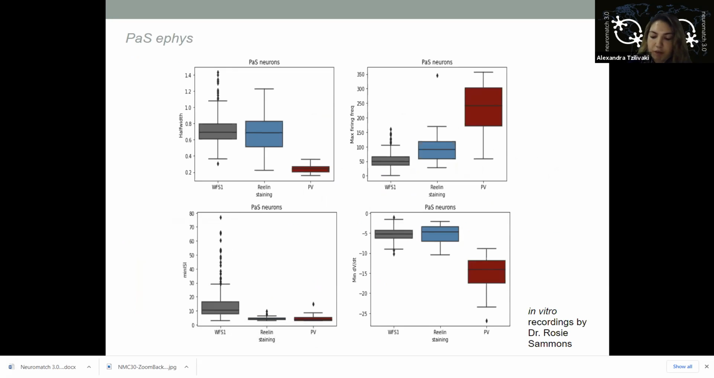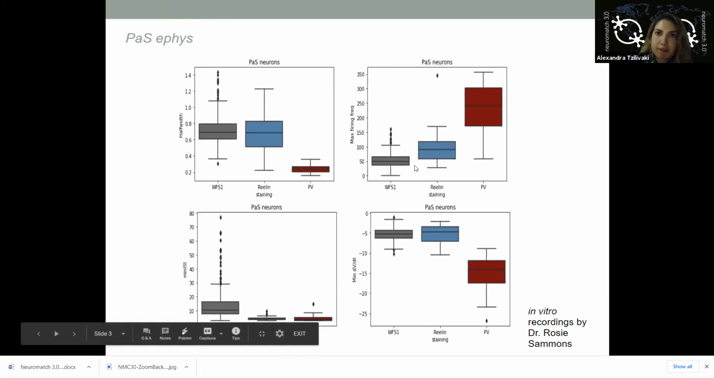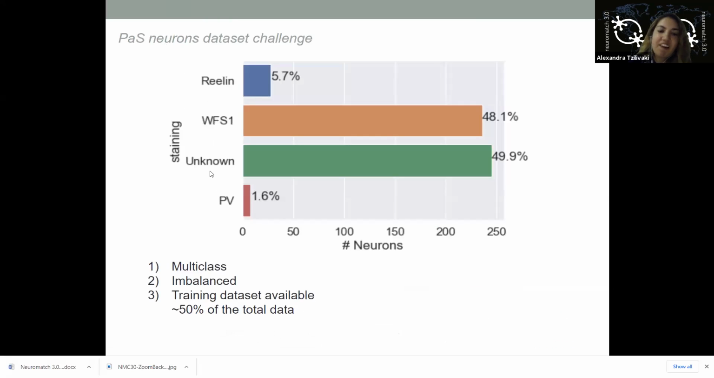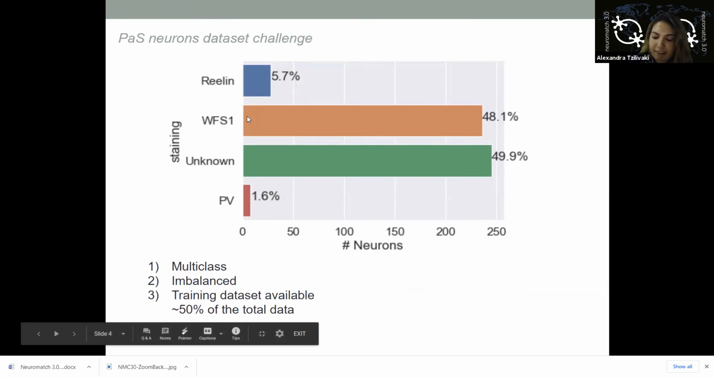The features were calculated after in vitro patch-clamp recordings in brain slices done by Rosie. And as we see, for multiple features, Reelin-positive and WFS1 positive neurons have very similar responses. So that's the first challenge of the dataset. So here is our challenging initial dataset.